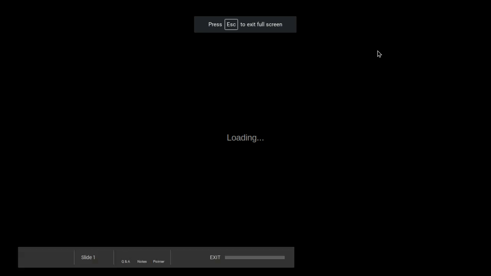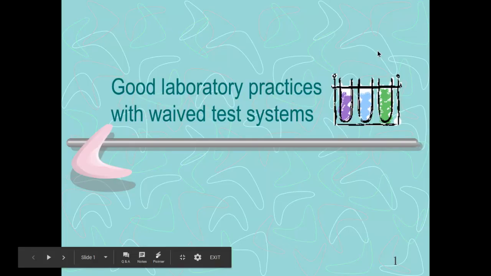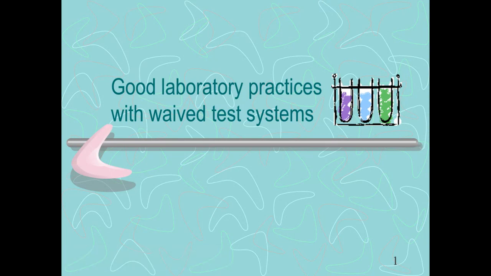Hi, everybody. As we get ready to start venipuncture, we need to talk about lab procedures first. There are two kinds of labs that you will do as a medical assistant. Some are CLIA waived labs, and we're going to talk about those today. And then we'll talk about reference labs.